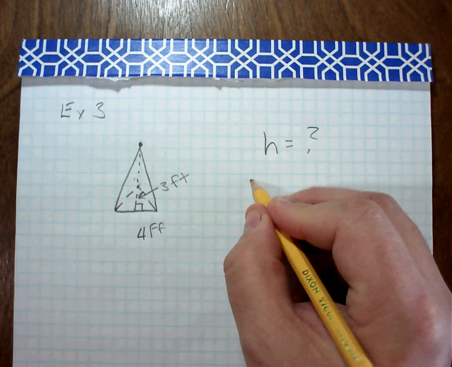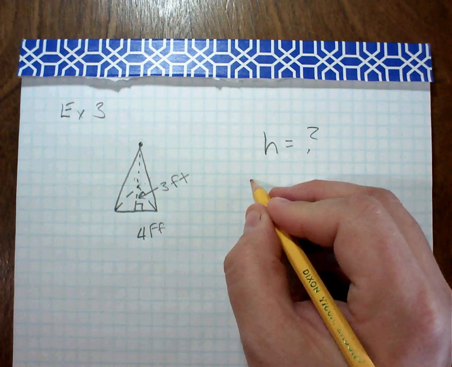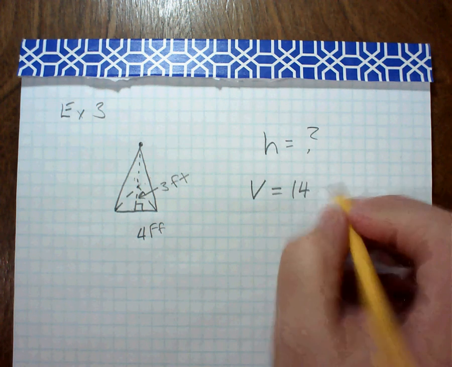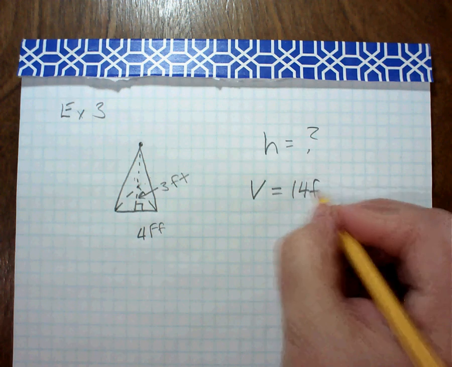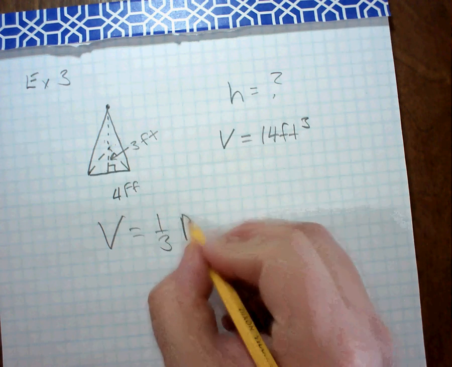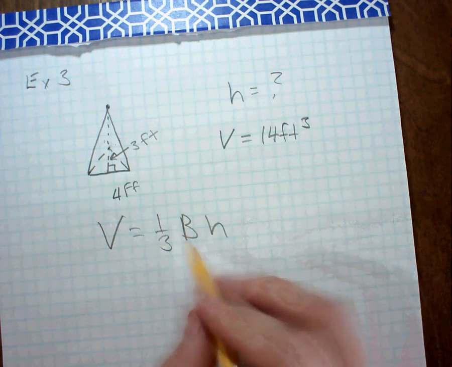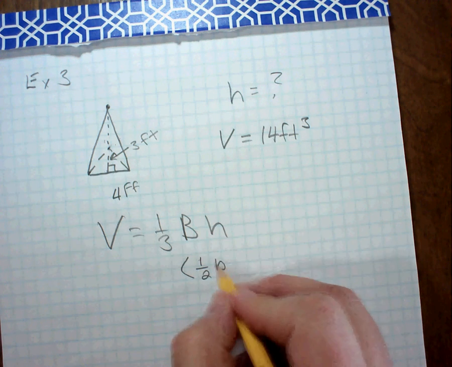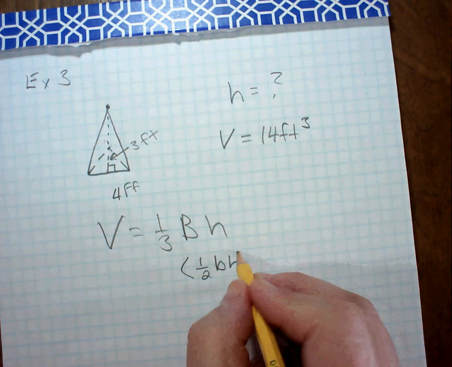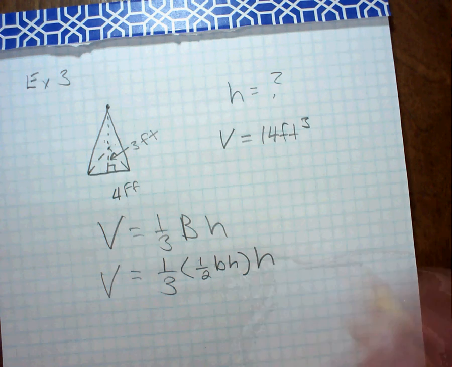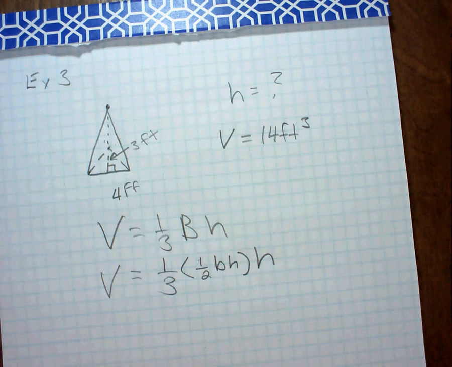And we are also given the volume. The volume is 14 feet cubed. Okay? So again, the volume is equal to 1/3 times the area of the base times the height. This is a triangle, so the area of the base is 1/2 times the little base of the triangle times the altitude height of the triangle, and then the altitude height of the pyramid itself.